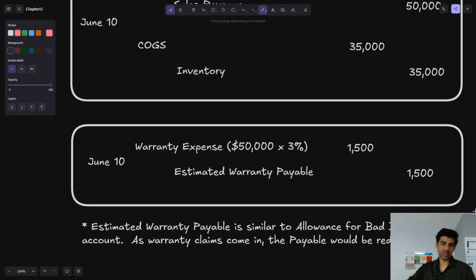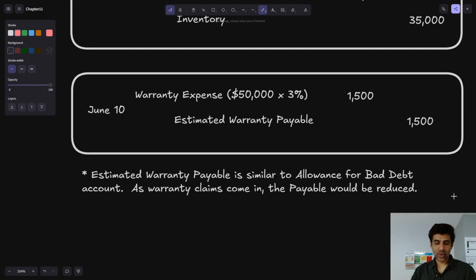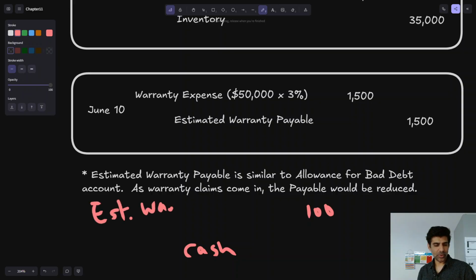What do you think? Should we take an expense again? Because we have to pay the person out cash. Let's say it's like a return, right? The thing is defective, so you're going to have cash. Let's say it was a $100 return, the item. So what should I debit? Should I do warranty expense here? No, what should I do? Exactly. So we'll use this estimated warranty payable as again a little piggy bank.